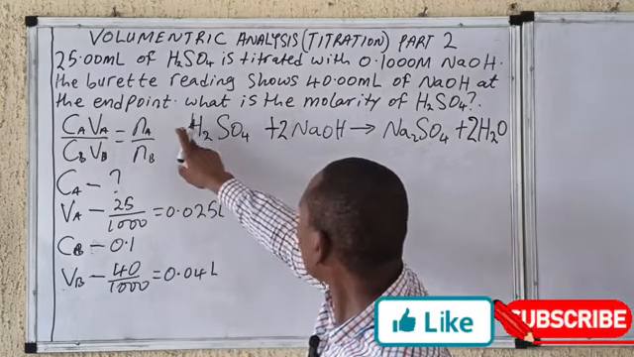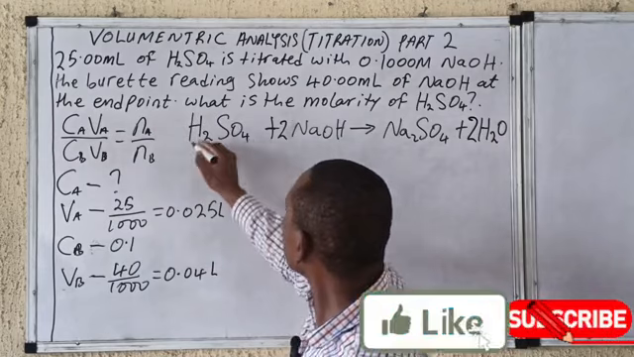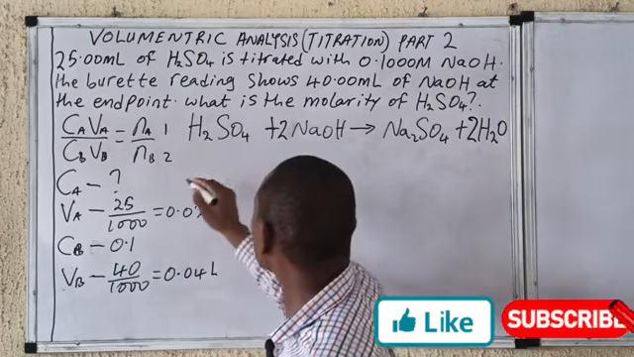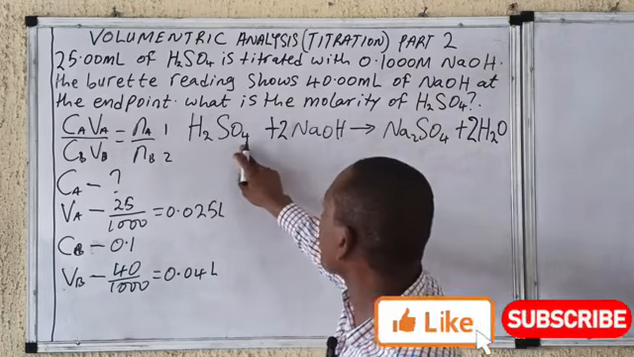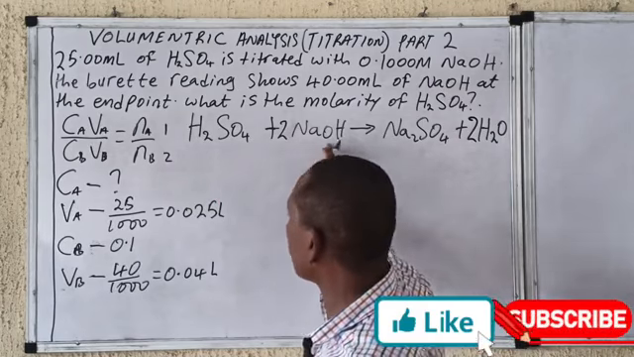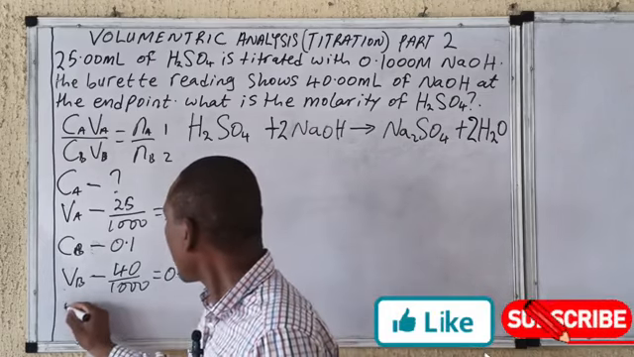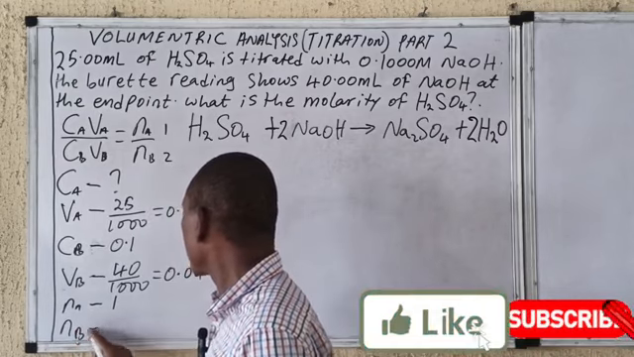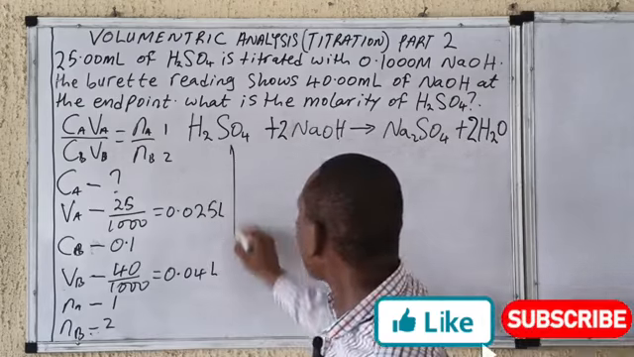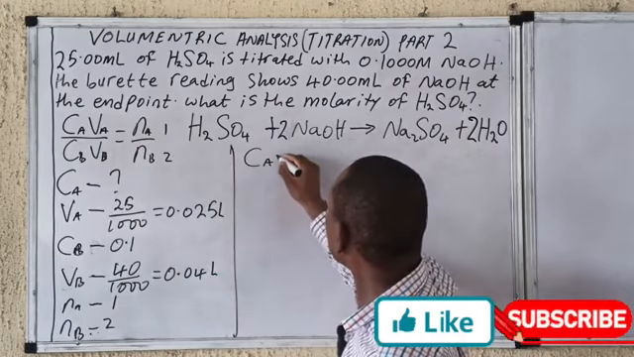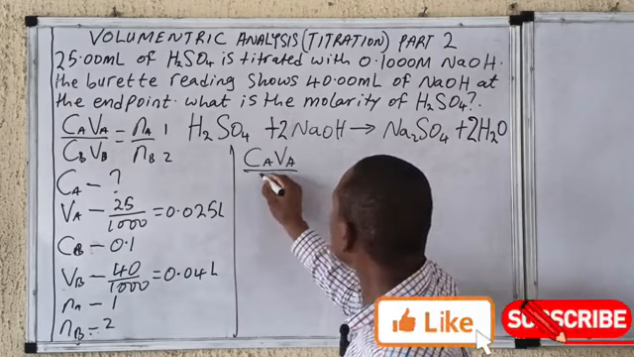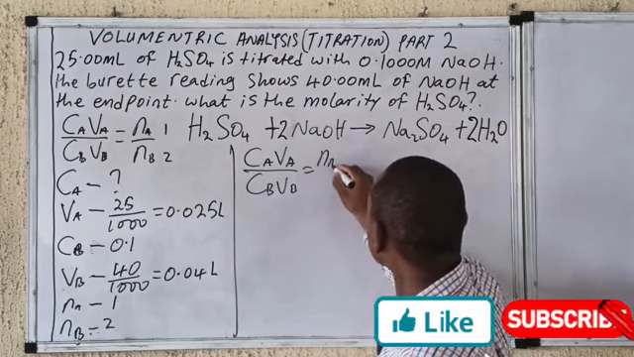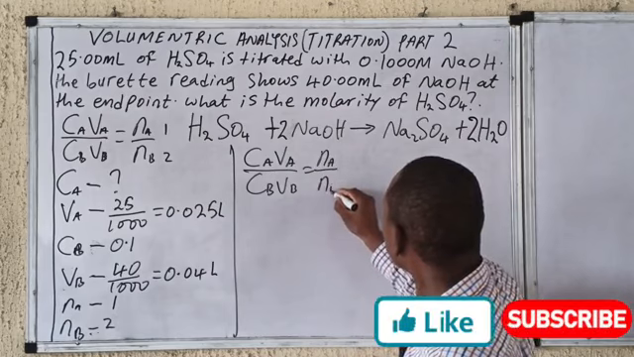Na. Now, if you take a look, one of these compounds reacts with 2 of these. So here is 1, here is 2. One molecule of the acid reacts with 2 molecules of sodium hydroxide. So Na is actually 1, then Nb is 2. Now apply your formula. CaVa all over CbVb equals Na all over Nb.